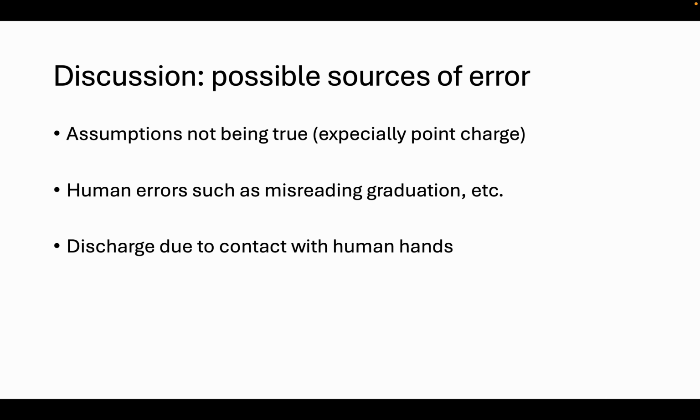The possible sources of error for this lab are assumptions not being true, especially the point charge one. Human errors such as misreading graduations on the ruler, and discharge due to contact with a human hand were also considerable.